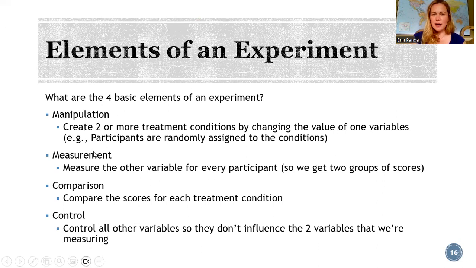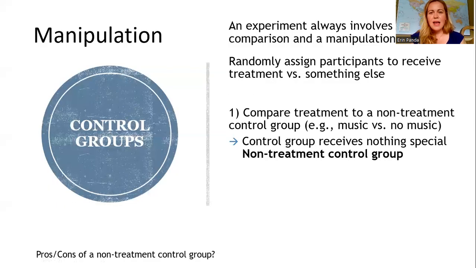So non-experiments have this measurement and comparison piece. Quasi-experiments also have the control piece, but the unique part about an experiment is it also has the manipulation piece. So an experiment always involves some controlled comparison and manipulation. So we're always randomly assigning participants to get our treatment or this one condition we're interested in compared to something else. And that something else, well, we have control over that as well.